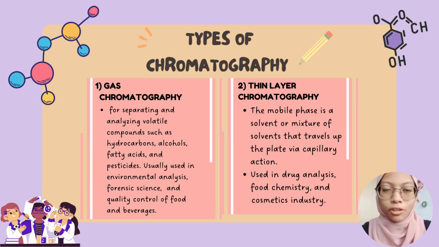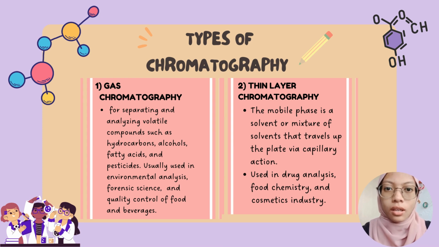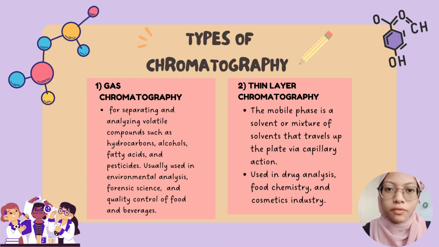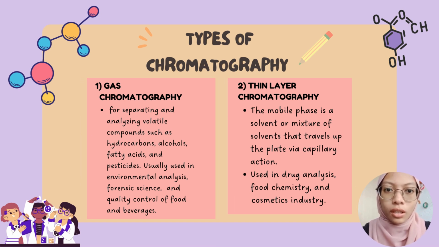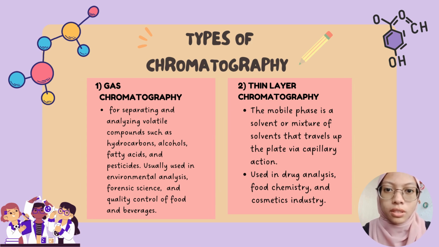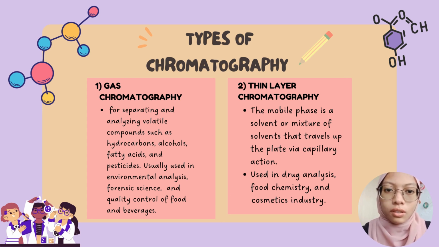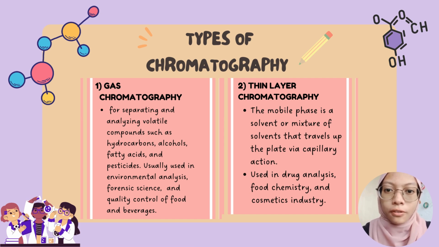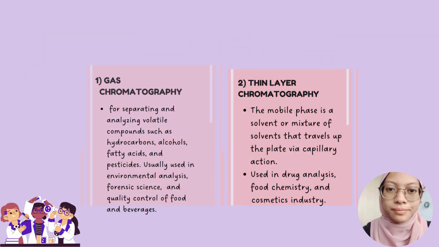After that is thin layer chromatography. The mobile phase is a solvent or mixture of solvents that travels up the plate via capillary action. In thin layer chromatography, the stationary phase is a thin layer of material on a plate, and the mobile phase is a liquid that moves up the plate. When you apply a mixture to the plate, different parts of the mixture interact differently with the stationary and mobile phases. This causes them to move up the plate at different speeds. Thin layer chromatography is used in drug analysis, food chemistry, and the cosmetics industry.